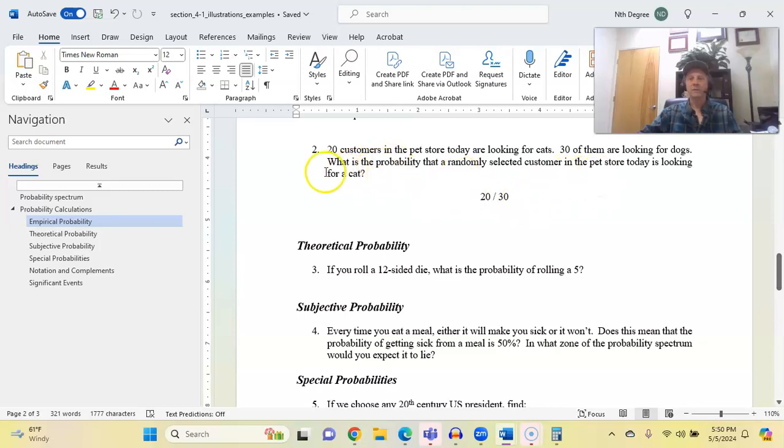What is the probability that a customer is looking for a cat? Well, 20 customers are looking for cats, so that part is correct. But now let's think about the trials. How many people are we trying in this problem? Are we trying 30 of them? No, those are the people who are looking for dogs. We need to try everybody in the pet store. So if 20 people are looking for cats and 30 are looking for dogs, then how many are there altogether? 50, right? So this is a classic example of what I call a part-whole problem.